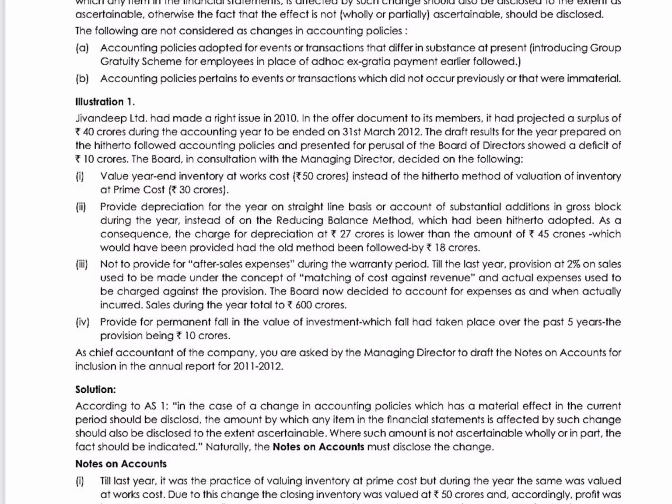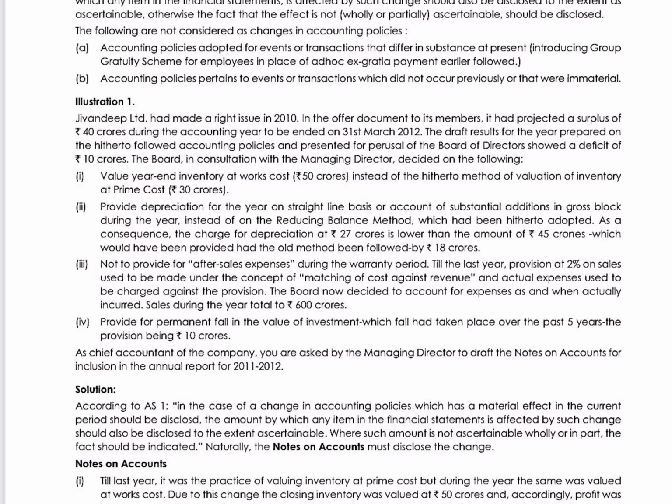The draft results for the year prepared on the hitherto followed accounting policies and presented for perusal of the Board of Directors showed a deficit of 10 crores. The board, in consultation with the managing director, decided on the following.